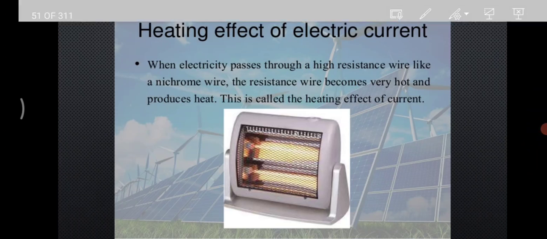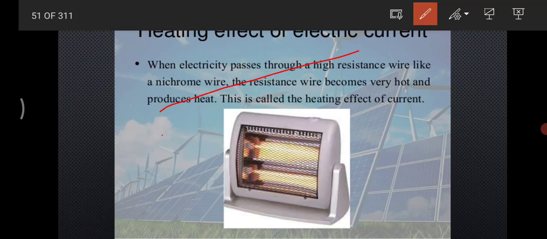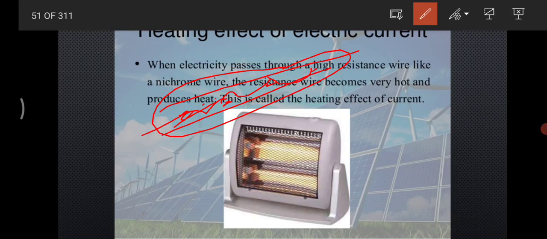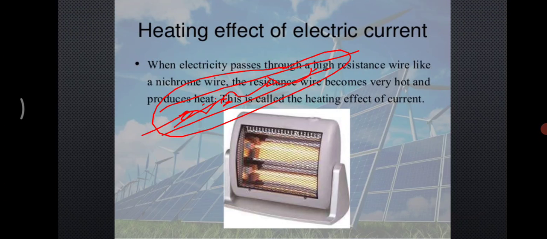Children, suppose there is a wire or a conductor with a lot of resistance inside it, meaning many obstructions. Because of collisions, heat starts developing in that conductor. This heat is mainly due to the resistance of the conductor, so we call it the heating effect of electric current. Whenever current flows through a high resistance wire, because of heavy collisions, heat is developed in that conductor.